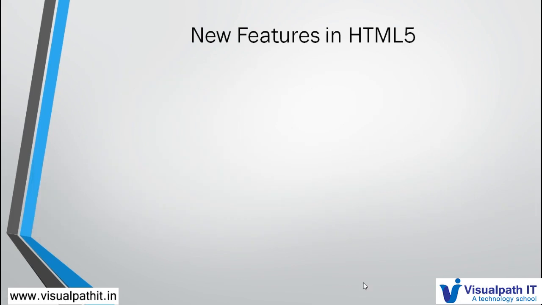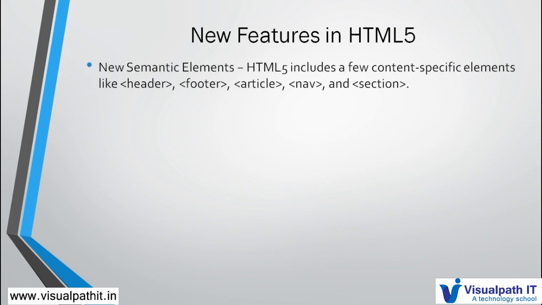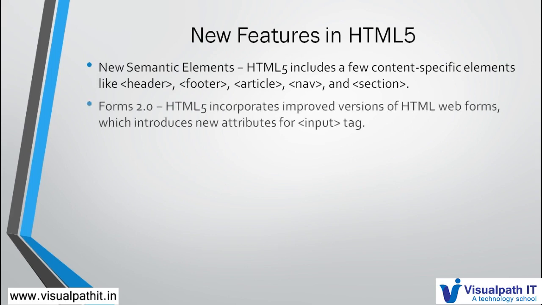Now let's see some new features in HTML5. HTML5 has new semantic elements, which include a few content-specific elements like header, footer, article, navigation, which we call nav, and section. Also we have Forms 2.0. 2.0 is a version. HTML4 also has forms, but in HTML5 we have Forms 2.0.